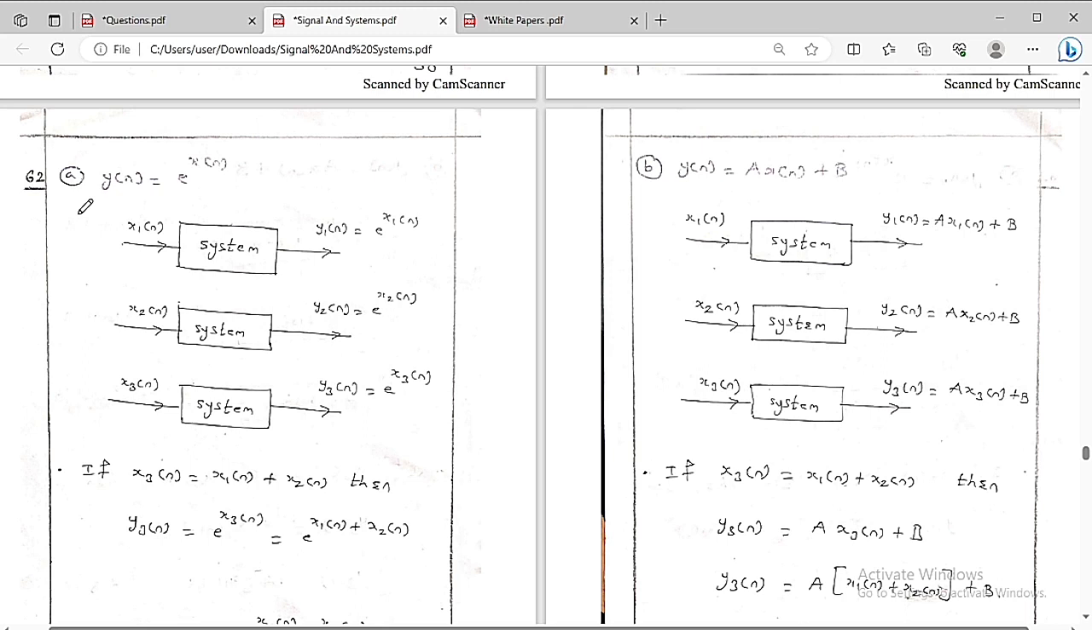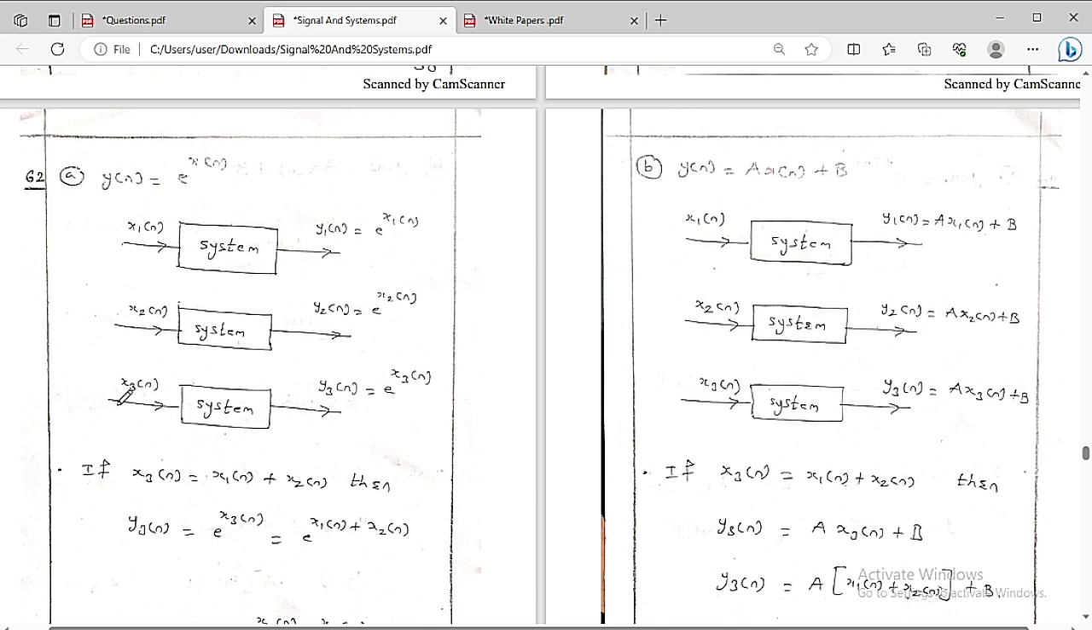Now, for the system, if the input is x1 of n, then what is the output? y1 of n is equal to e to the power of x1 of n. For the same system, if the input is x2 of n, then the output is y2 of n is equal to e to the power of x2 of n. For the same system, if the input is x3 of n, then the output is y3 of n is equal to e to the power of x3 of n.